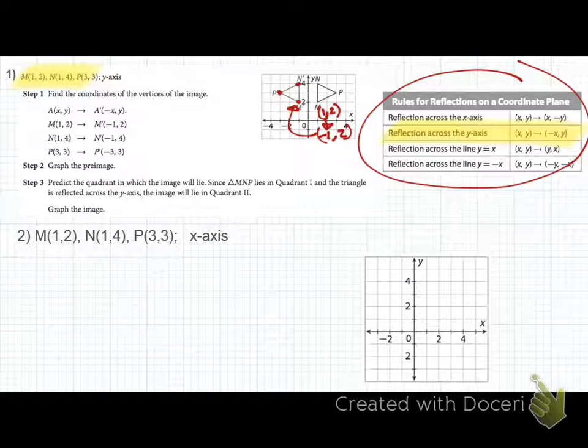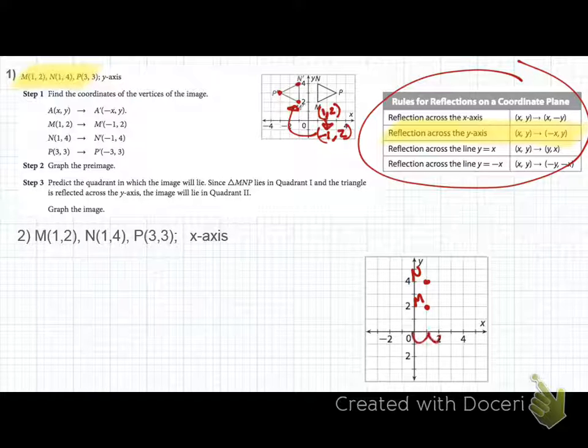Okay, so number 2, here we go. Number 2, we got M, N, and P. I'm going to put these points down, and it's saying don't reflect it on the y-axis, do it on the x-axis. Okay? So M is 1, 2. We're going to go over 1, up 2, plot a point. And that's point M. Point N is 1, 4. We're going to go over 1, up 1, 2, 3, 4, and plot a point. And then P is 3, 3.